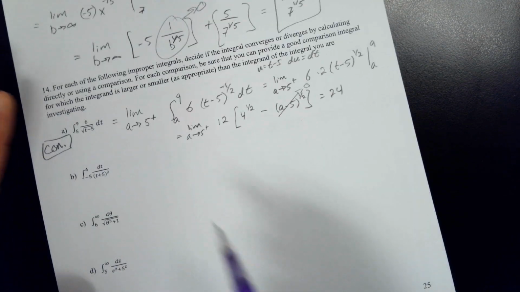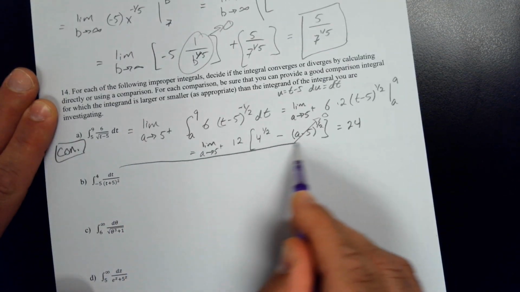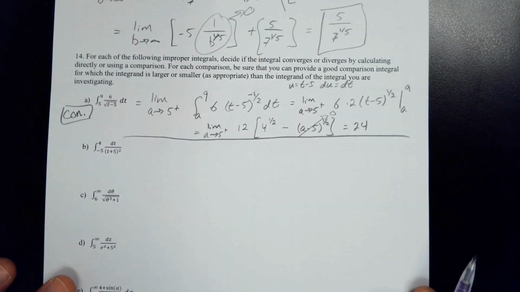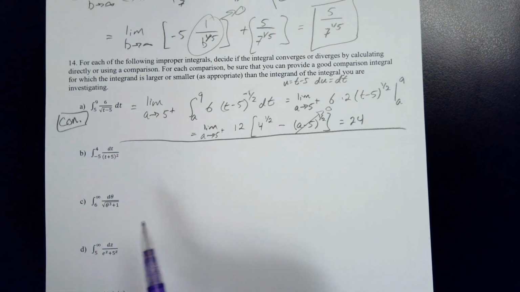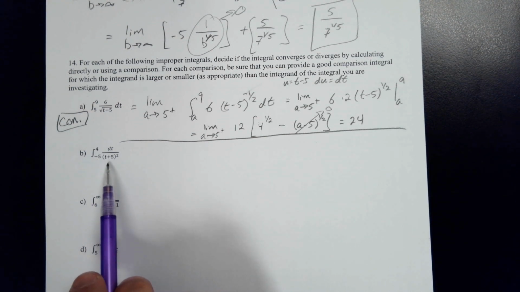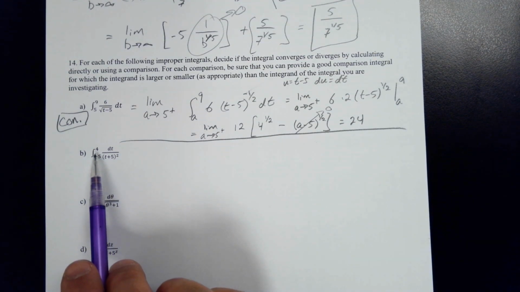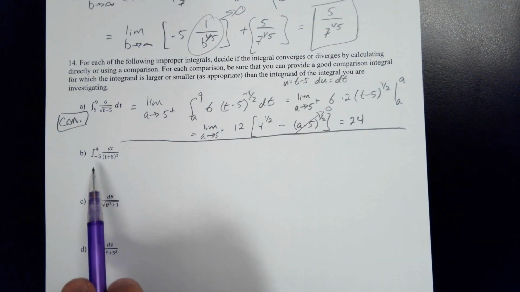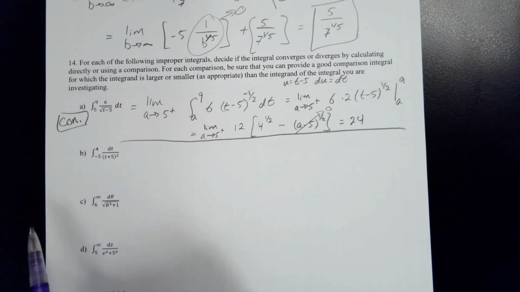Part B is another improper integral. Let me draw a line so we don't confuse these. Part B is another improper integral. The reason it's improper is that if I plug in a negative 5 into this, then I'll get something that looks like a 0 in the denominator. If I plug in a 4, that's totally okay. Anything to the right of negative 5 is okay, but the negative 5 is the problem.